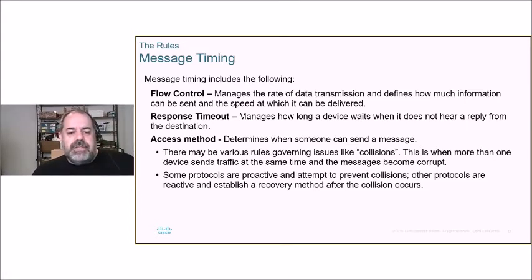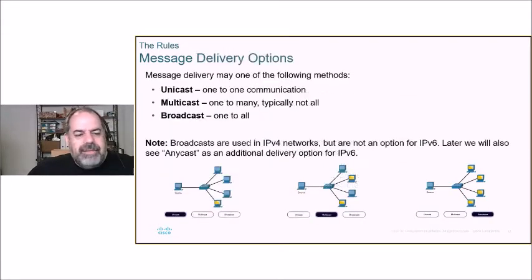Access method determines when someone can send a message. There may be various rules governing issues like collisions. This is when more than one device sends traffic at the same time and the messages can be corrupted. Some protocols are proactive and attempt to prevent collisions, while other protocols are reactive and establish a recovery method after the collision occurs. For the proactive one, you could talk about wireless. It does collision avoidance, while Ethernet, at least back in the old days when we had hubs and buses, just used to let collisions happen and then it would recover from them. Probably not the most efficient method, but anyway, we're switching. It's near irrelevant now anyway.